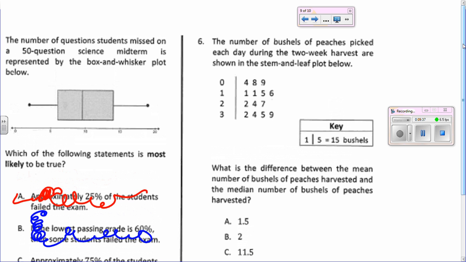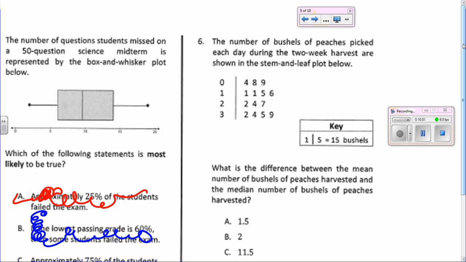All right, the number of bushels of peaches picked each day during the 2-week harvest are shown in the stem and leaf plot below. So it'd be 4, 8, 9, 11, 11, 15, 16, 22, 24, 27, 32, 34, 35, 39. Those are all our bushels.